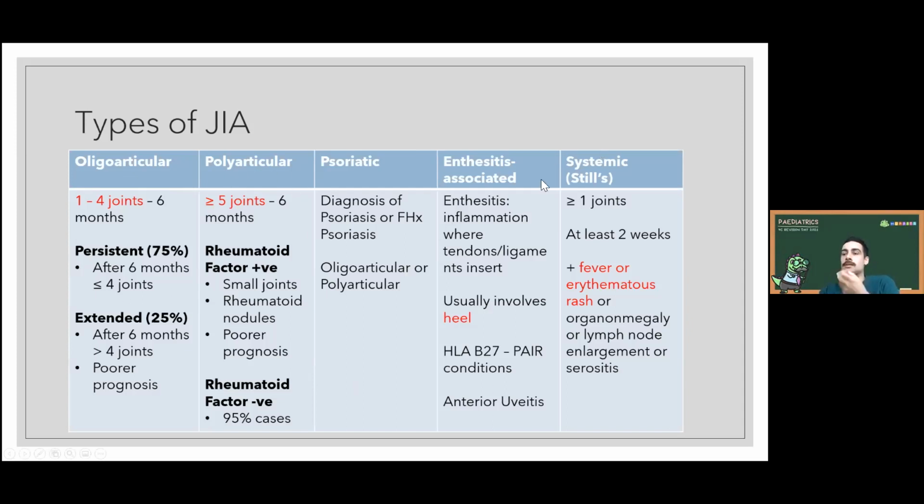Enthesitis associated. So enthesitis is when there's inflammation of the tendon or ligament insertion. Most commonly it's the Achilles tendon, where it inserts there, you can get inflammation, so heel involvement. And that's linked with HLA-B27 conditions. So your seronegative psoriasis, ankylosing spondylitis, IBD, and reactive arthritis. And you can get anterior uveitis. So those are sort of your buzzwords for that. And then systemic JIA or Still's disease involves fever and erythematous rash, so it's quite more serious.